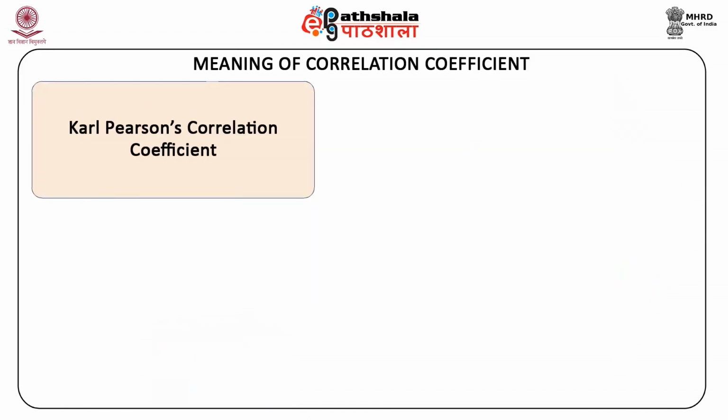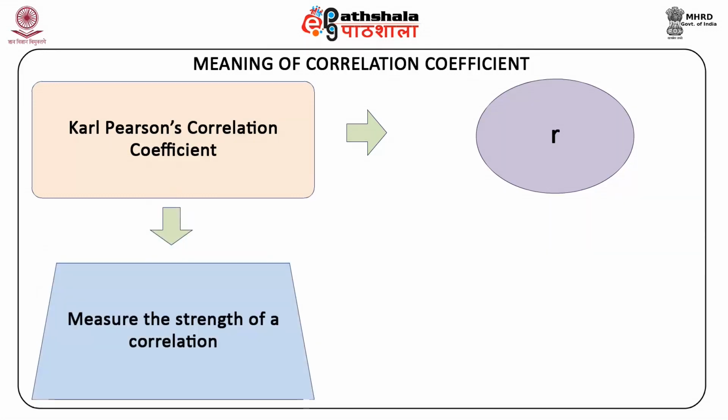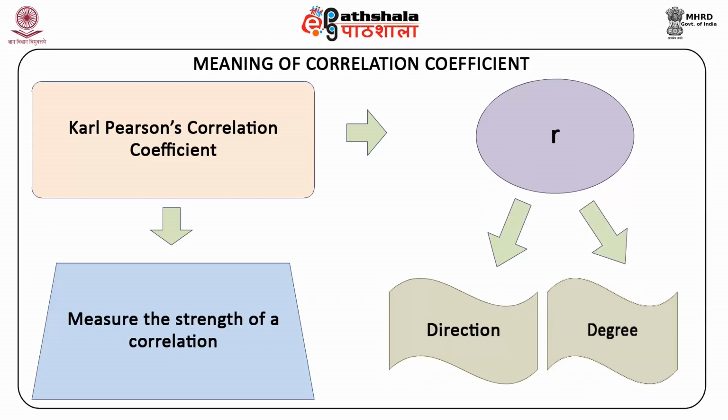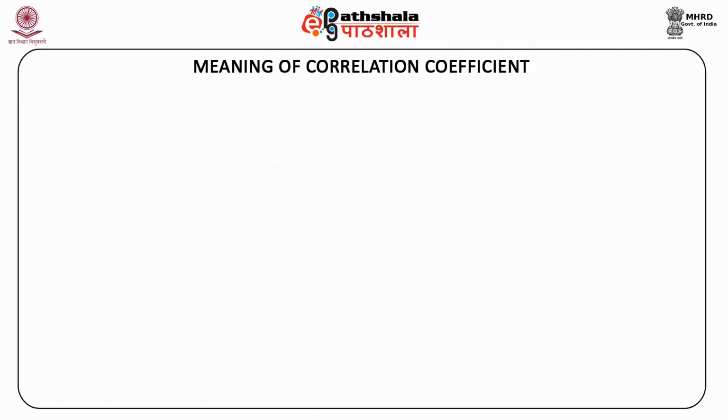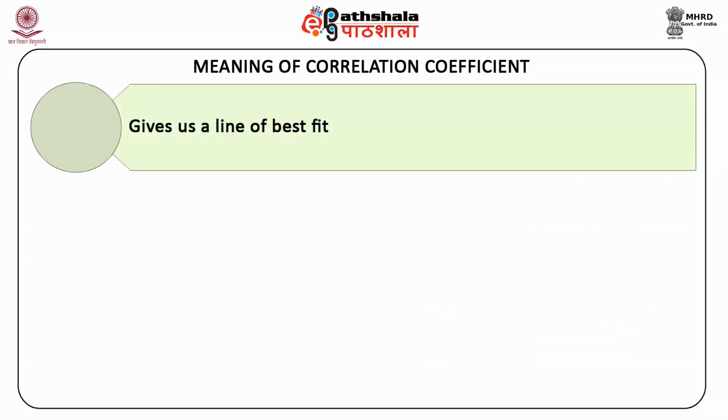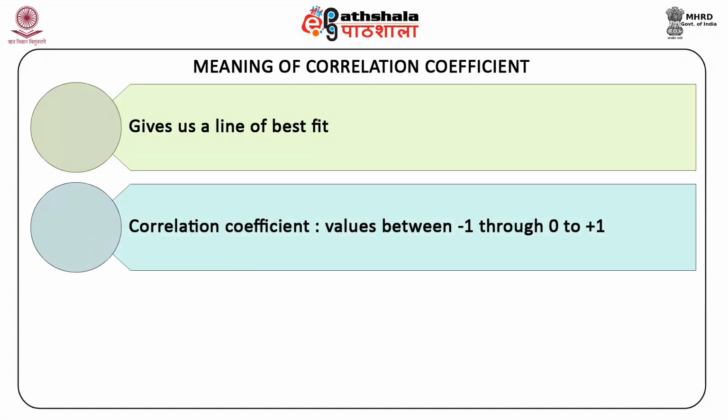Karl Pearson in 1900 developed the Pearson product moment correlation coefficient represented by r, also known as the correlation coefficient, to measure the strength of a correlation. The correlation coefficient is a number that gives us the direction and degree, that is closeness, of linear relations between two variables. The correlation coefficient gives us a line of best fit through the data of two variables. The correlation coefficient can take values between -1 to +1.